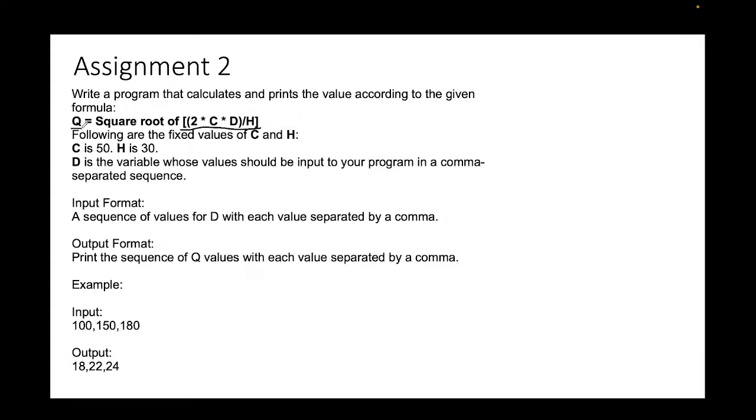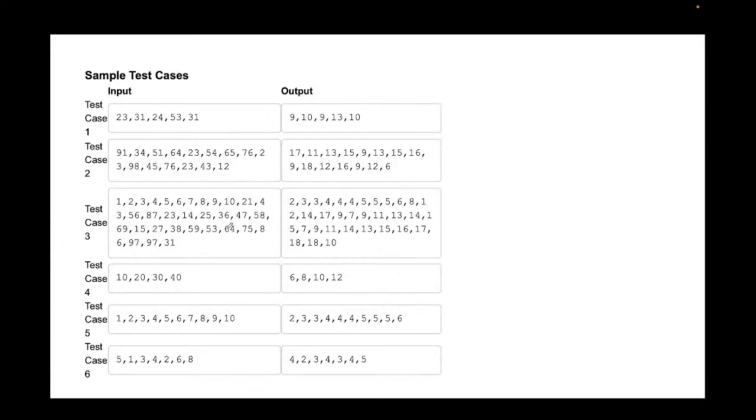The Q values are what the formula calculates, with each value separated by a comma. So that is the output format. An example is given. Input is 3 numbers separated by commas, and the corresponding Q will be calculated. So these are D's, and the D is used over here. For each D there is a corresponding Q that is calculated by this formula, and those Q's are outputted here. There are some test cases also.